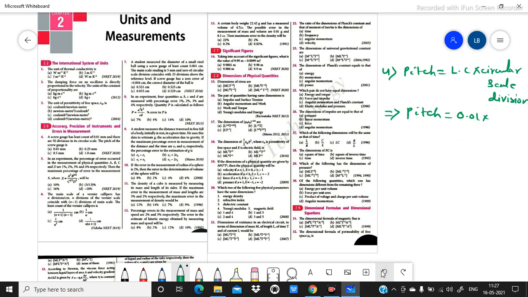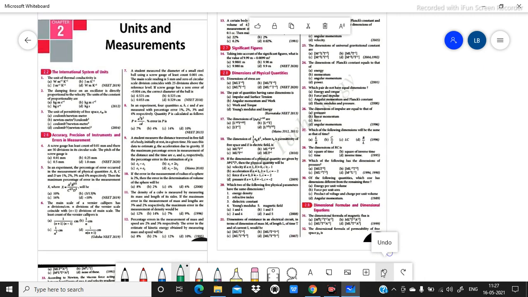Maximum time, questions are coming from dimensions and errors. So even if it was asked in NEET 29, you can't neglect such type of questions. Though this is a theoretical question where you have to remember certain formulas. So what is given in the question?